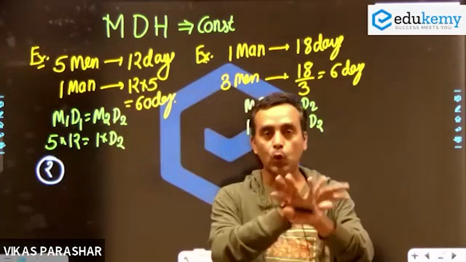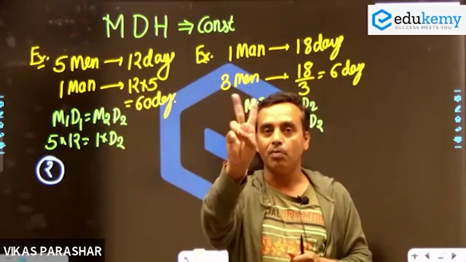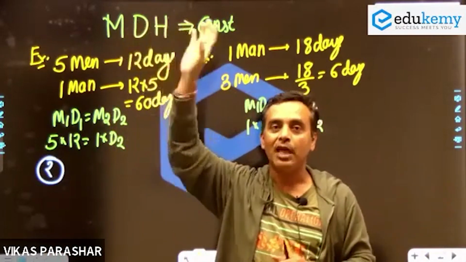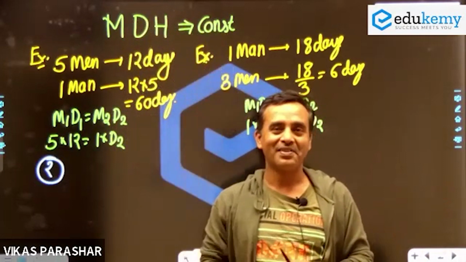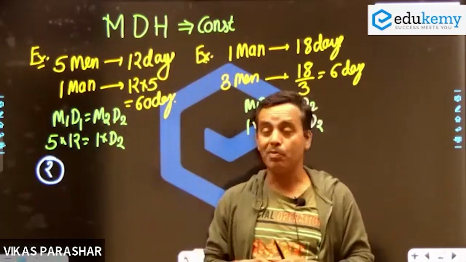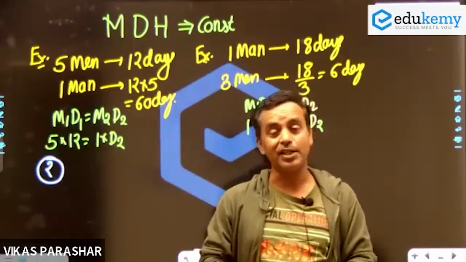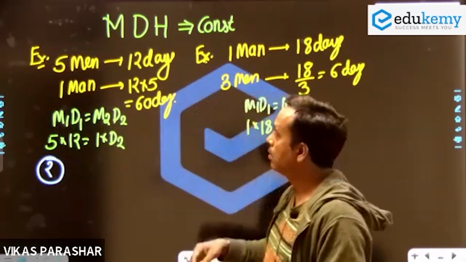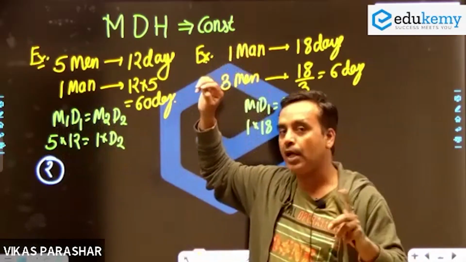So in total chapter, I will use two formulas. One is the MDH masala. This is the formula of MDH masala. MDH is always constant. Second is the LCM method. Only two methods. ठीक. वैसे यूनिटरी मेथड में क्या करते हो?